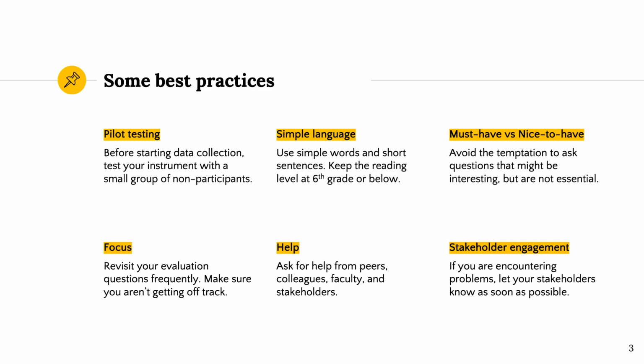When writing or revising your instruments, be sure to use simple language. Avoid jargon and acronyms. If it helps, imagine asking these questions of a family member or friend who doesn't know anything about public health or the program you are evaluating. Be sure to define terms that may be new or unfamiliar to participants. Use smaller, simpler words whenever possible.